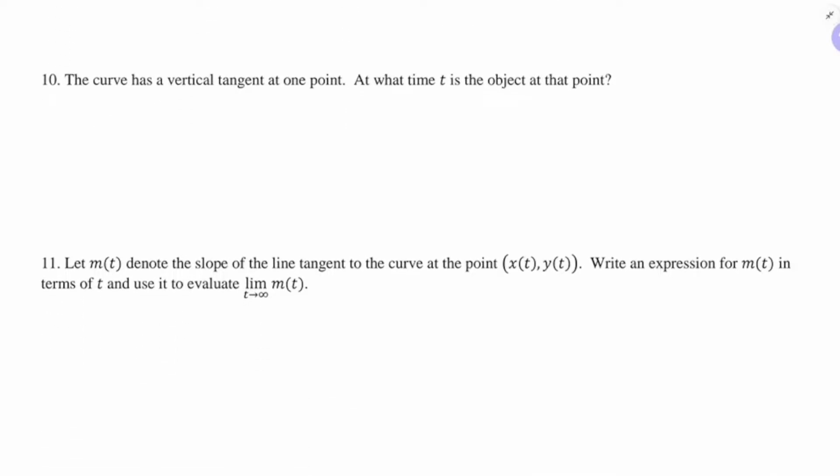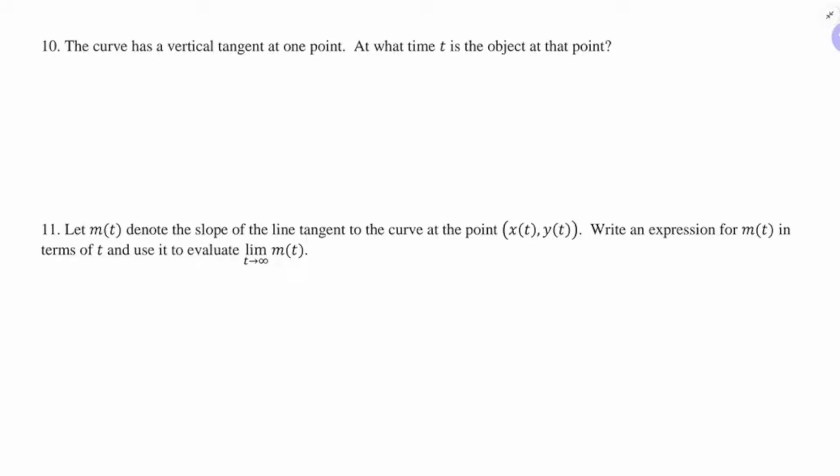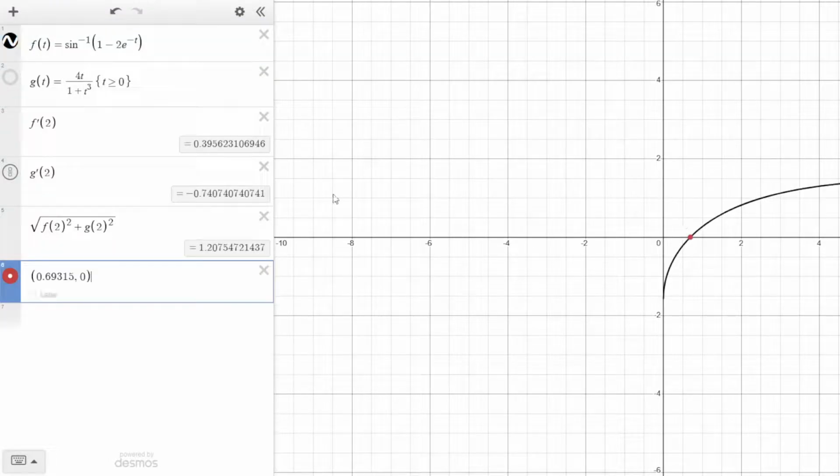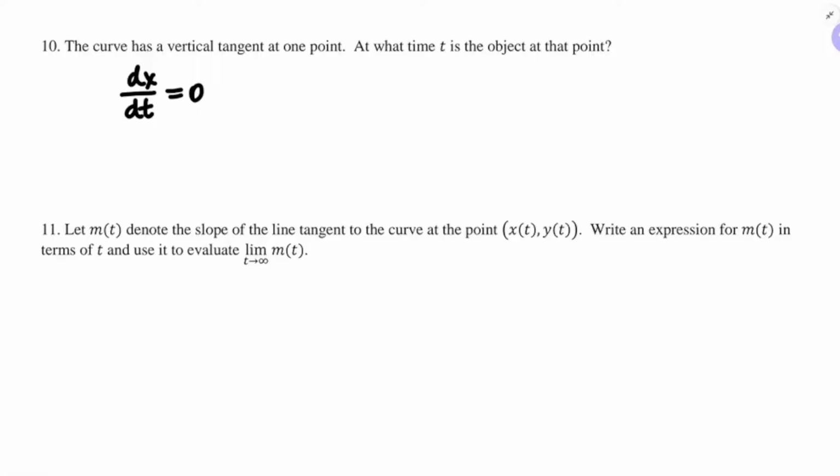Right, now it says the curve has a vertical tangent at one point. Vertical tangent, that means that dx dt equals 0, or x prime. Okay, what time t is the object at that point? And that's where we'll go back to the calculator, graph dx dt, figure out where it equals 0. We can hold on to it if we need, but I don't think we'll need it past here. That's 0.693.